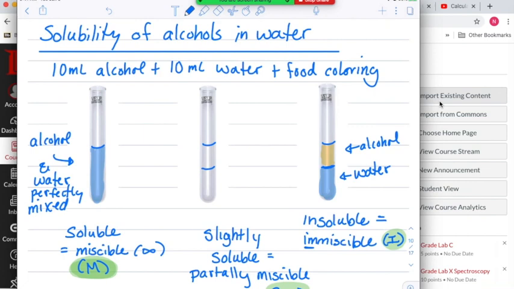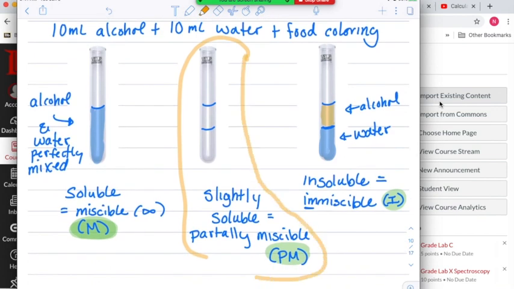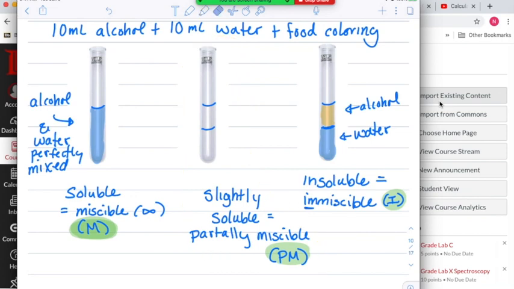All right, so now we're going to do that in-between one. So this is what we called slightly soluble before, and here we say it is partially miscible, and you'll be marking it as PM on your lab sheet. So let's start off the same way. I'm going to have my water down at the bottom. We also refer to this again as our aqueous layer. And then up here will be our alcohol.